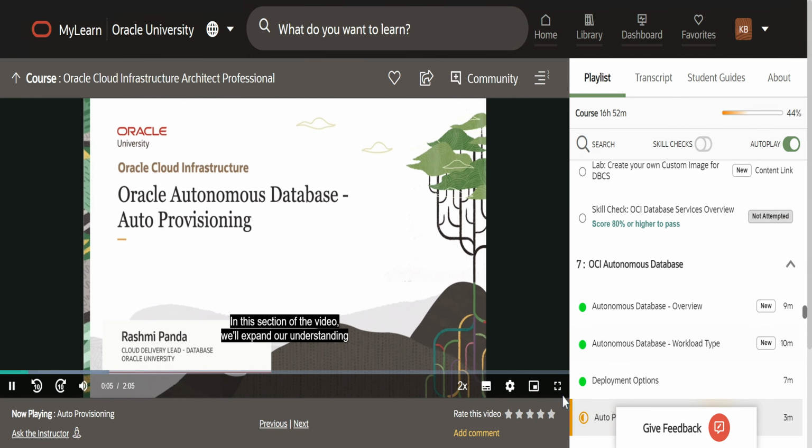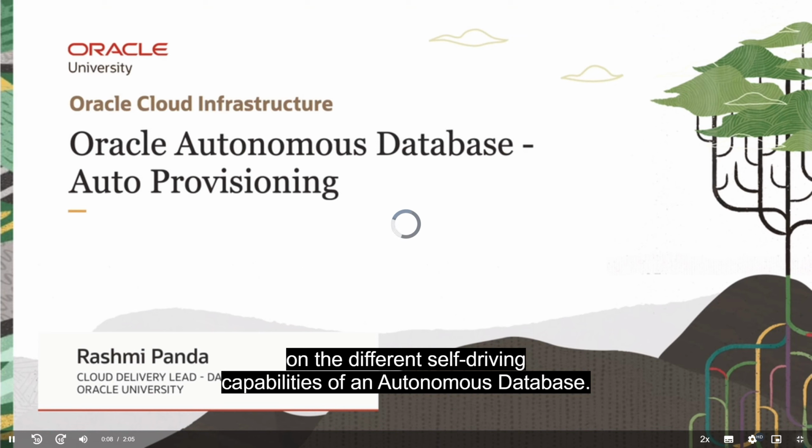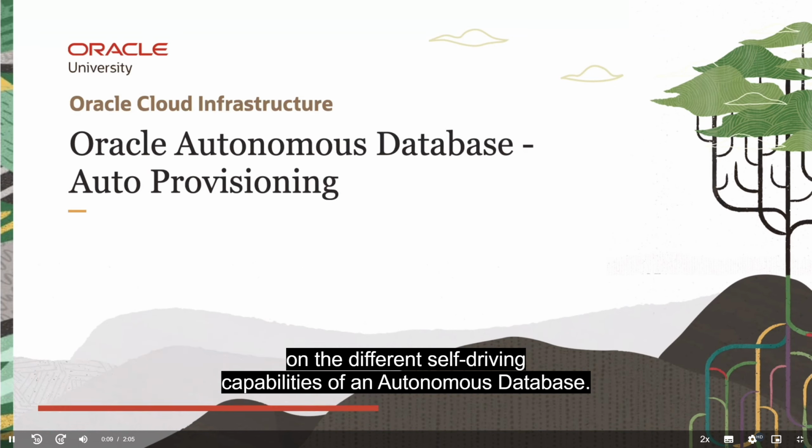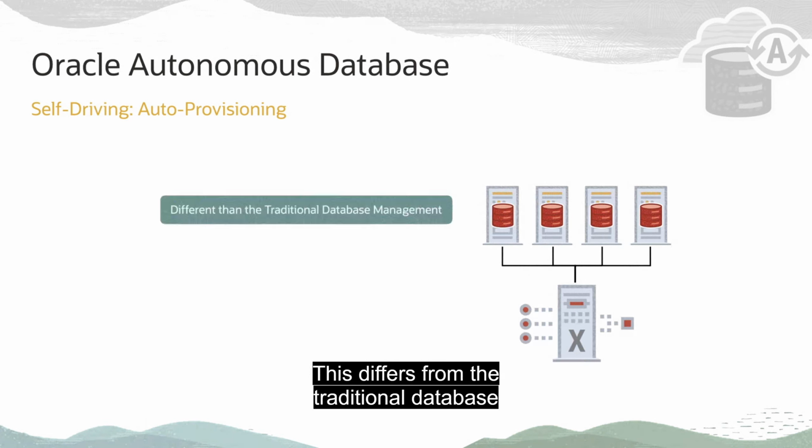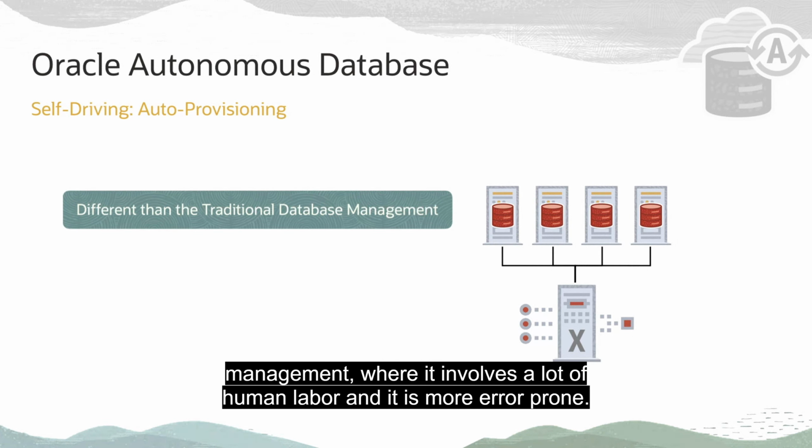Welcome everyone. In this section of the video, we'll expand our understanding on the different self-driving capabilities of an autonomous database. Oracle Database self-driving capability automates all the infrastructure and database management activity of the database. This differs from the traditional database management where it involves a lot of human labor and it is more error-prone.